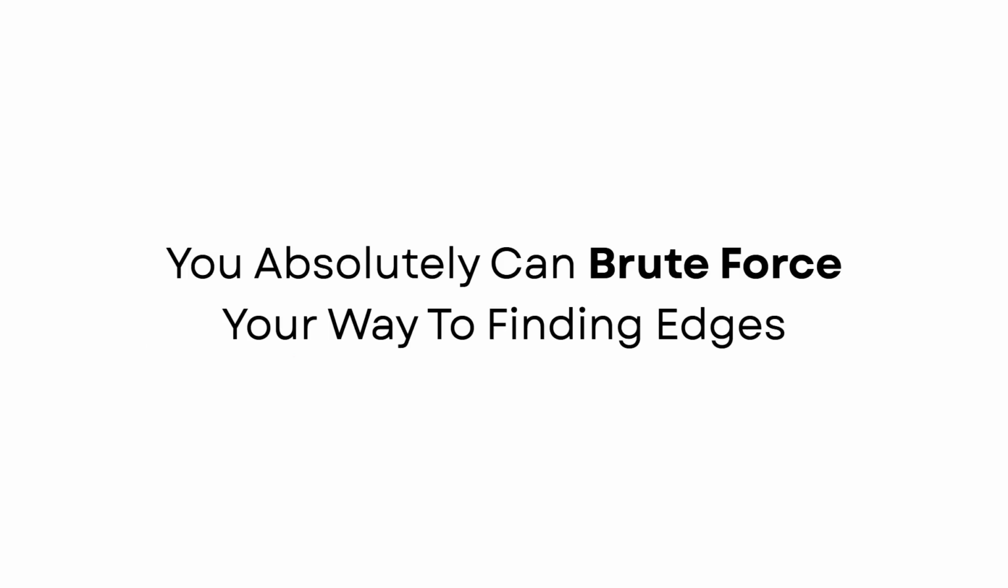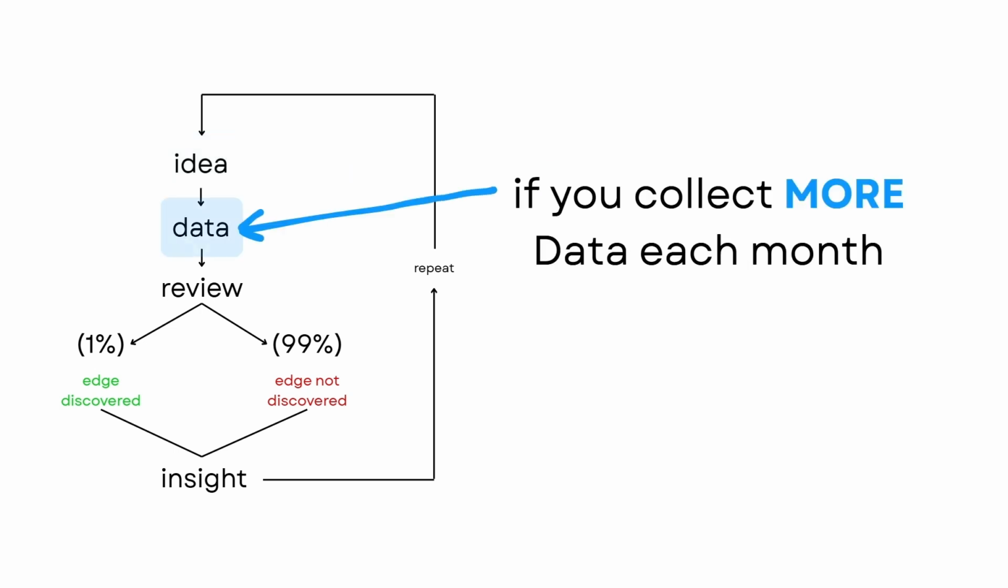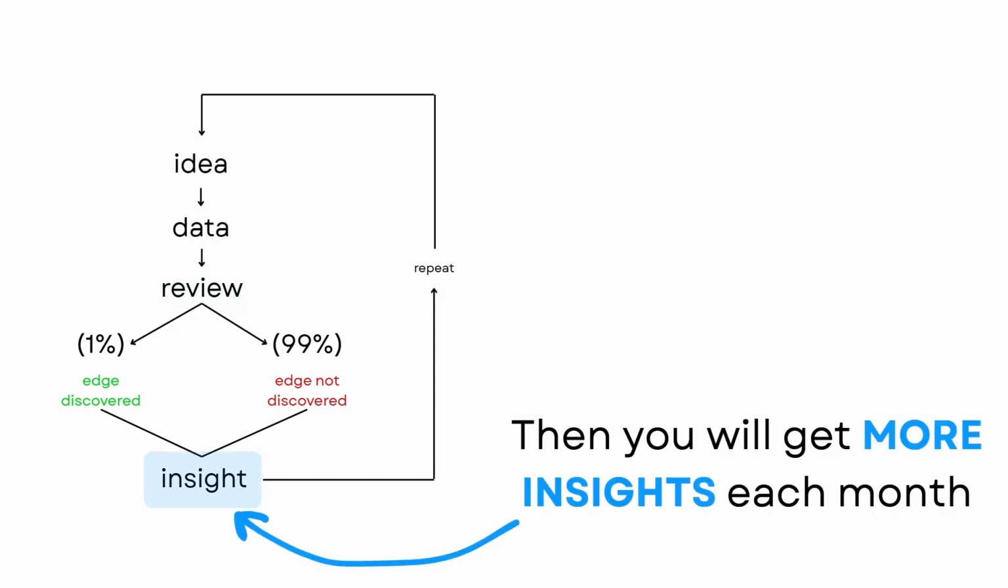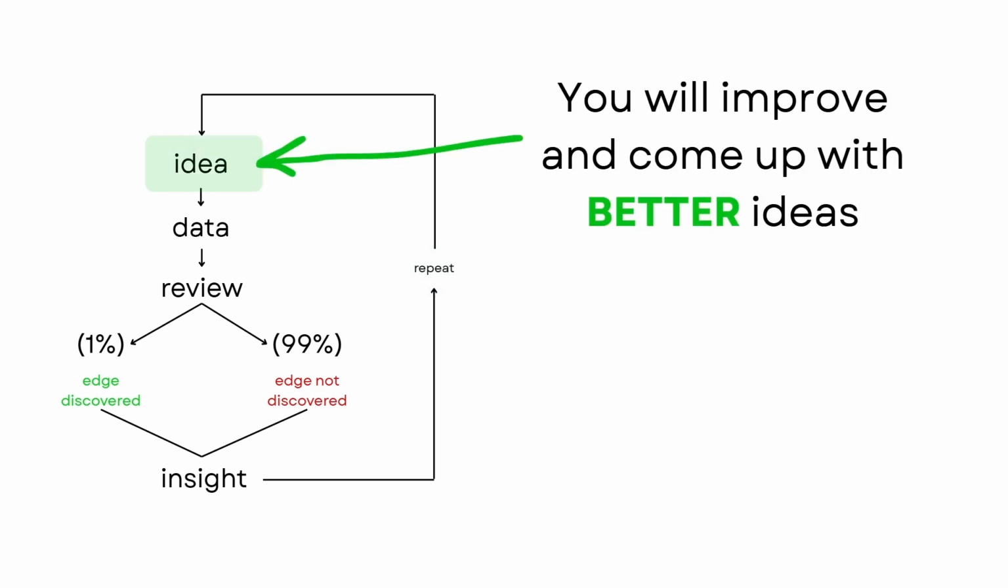So you absolutely can brute force your way to finding edges, right? If you come up with more ideas every month, if you collect more data each month, if you do more reviews each month, you will get more insights each month, right? And if you get more insights and the more times that you repeat this loop, what's going to happen? You will improve at how you come up with ideas, right?